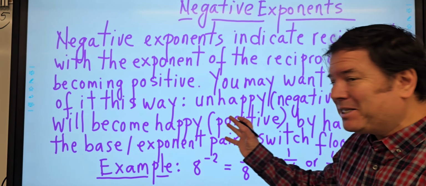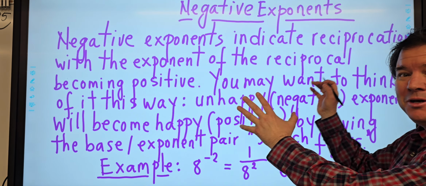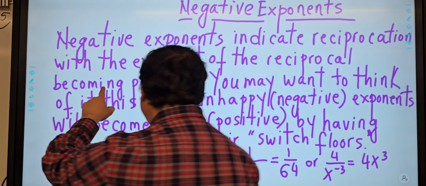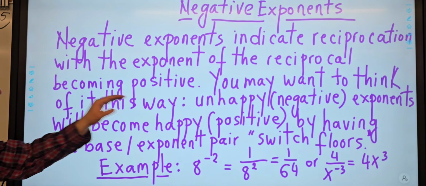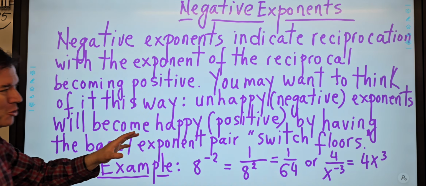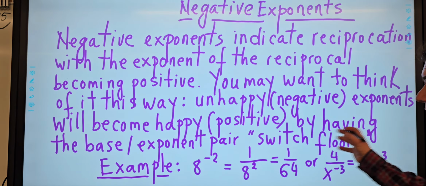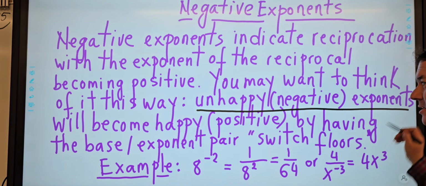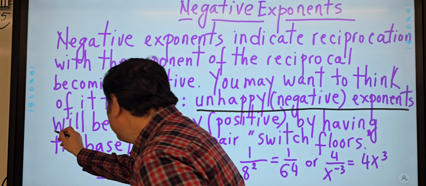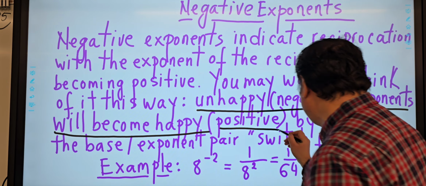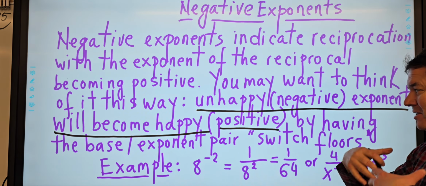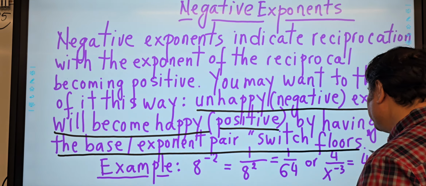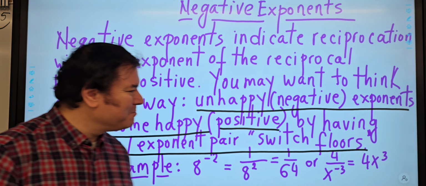Let's take a look today at negative exponents. Negative exponents indicate reciprocation with the exponent of the reciprocal becoming positive. You may want to think of it this way. Unhappy negative exponents will become happy or positive by having the base with the exponent pairs switch floors. And let me explain to you what it means.